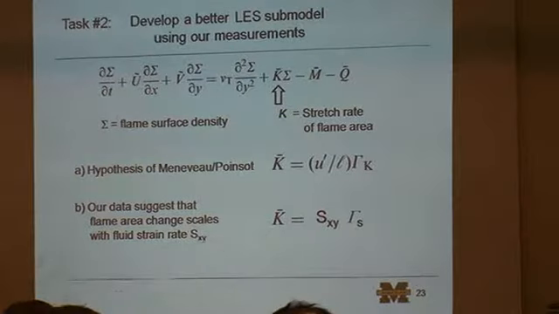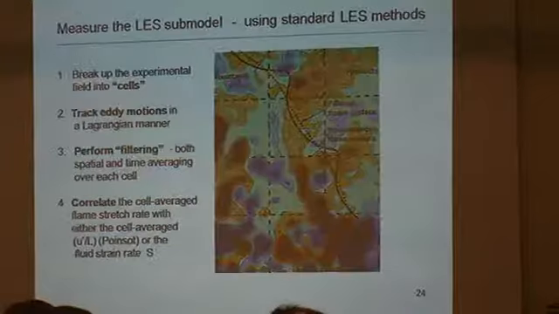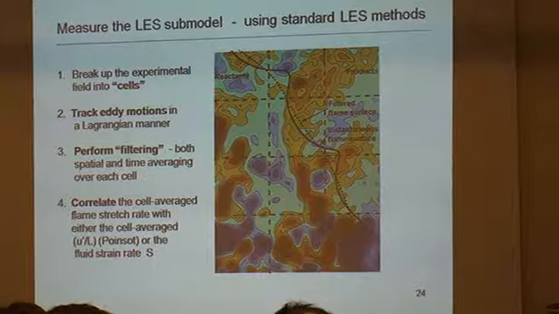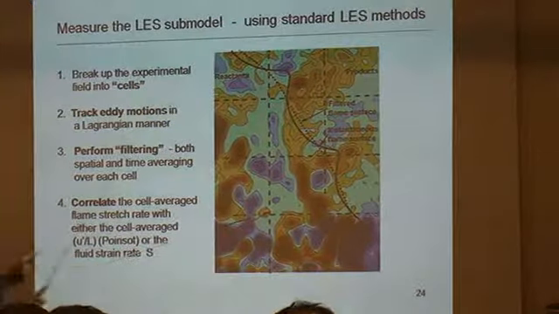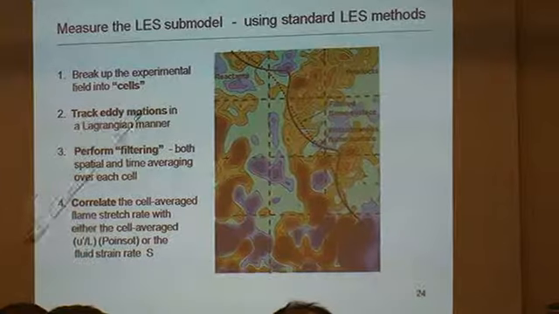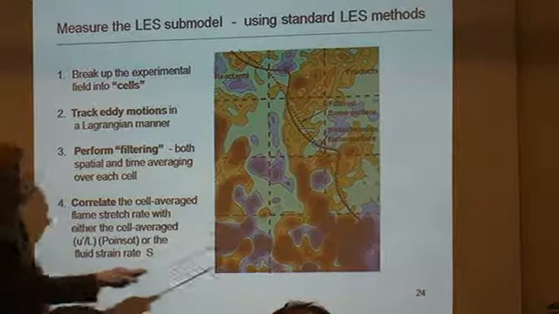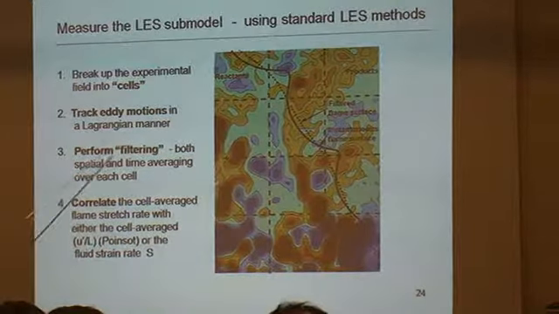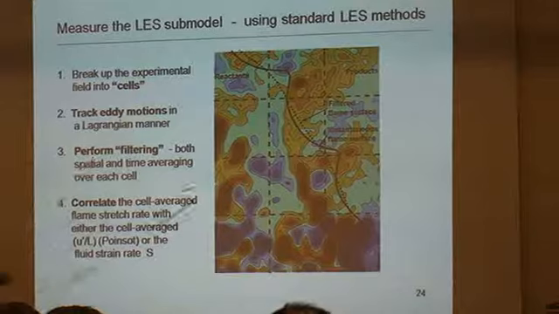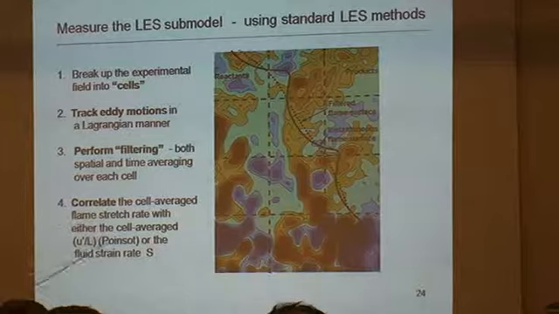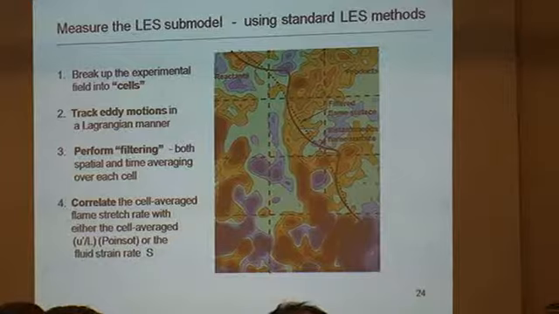We can take our data, we can see what the correct number is, and to do that, Adam just pretended he was a LES modeler for a few days, and he took his data and he broke it up into these grids, these cells. He tracked the eddy motion in each cell, so he has thousands and thousands of eddies that move around in this cell. He performs filtering by doing both spatial and time averaging on that cell. And then he correlates the data just like you would for LES. Or if you had DNS, you could do this. But he has the actual data.